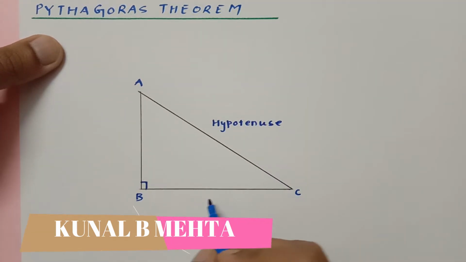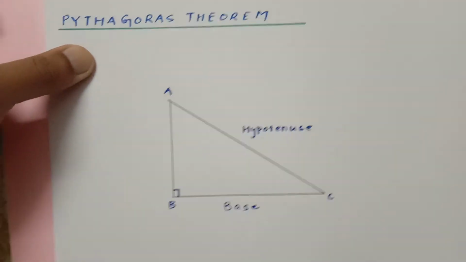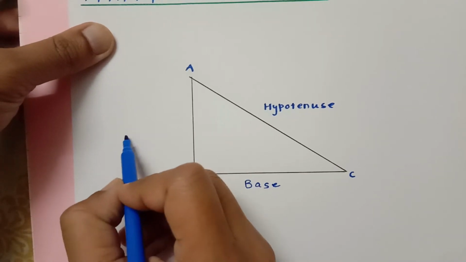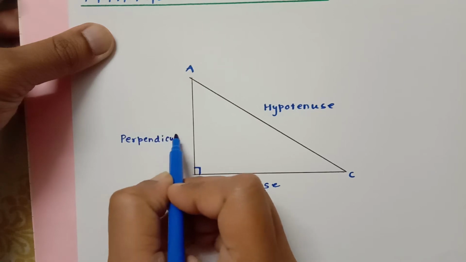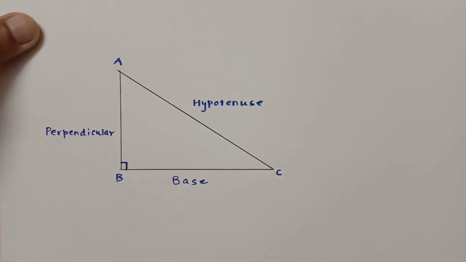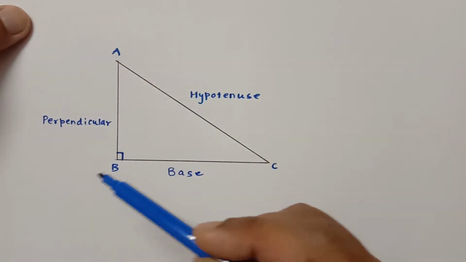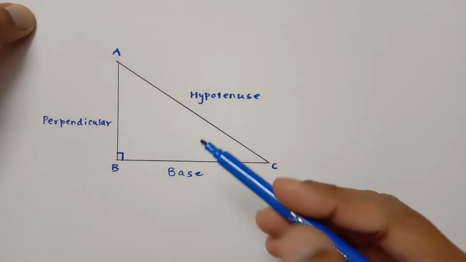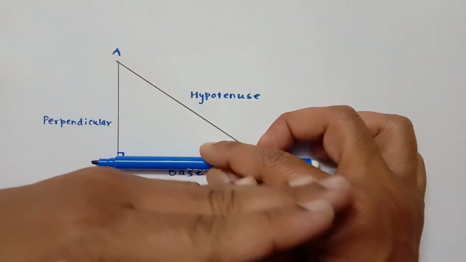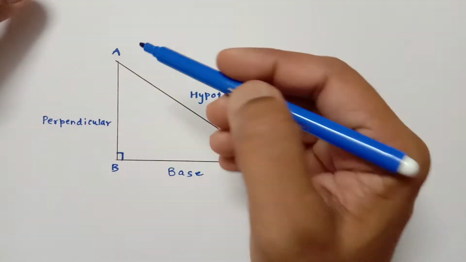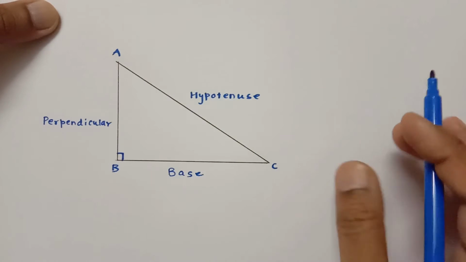This side is called base. This side is called perpendicular. So you may name it as adjacent and opposite as well, but I generally use perpendicular, base, and hypotenuse. Base is the lower side of the triangle on which the triangle actually stands. And the perpendicular is the side which is perpendicular to the base, and hypotenuse is the longest side.